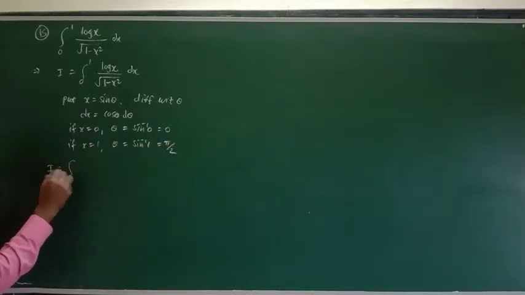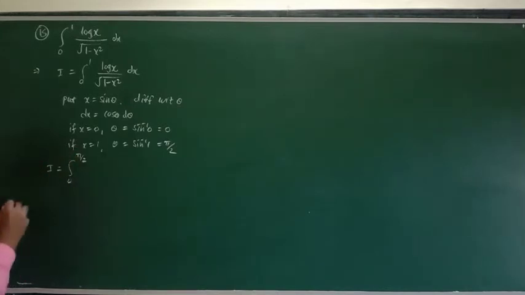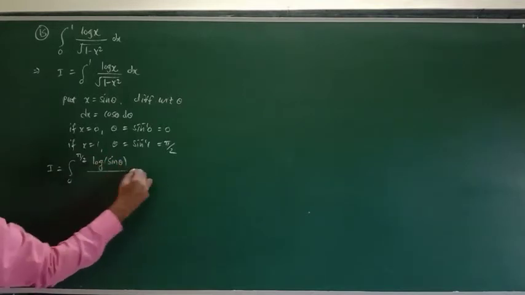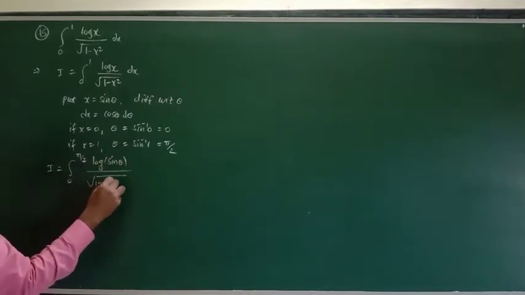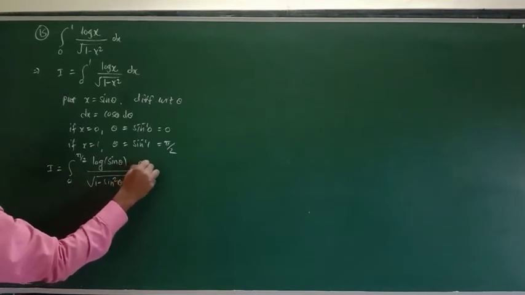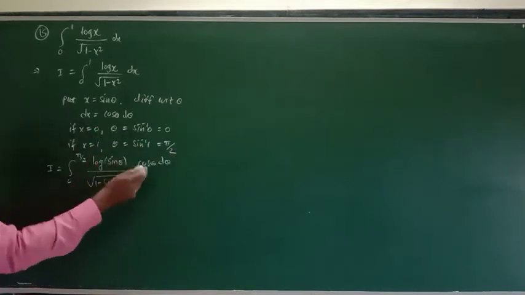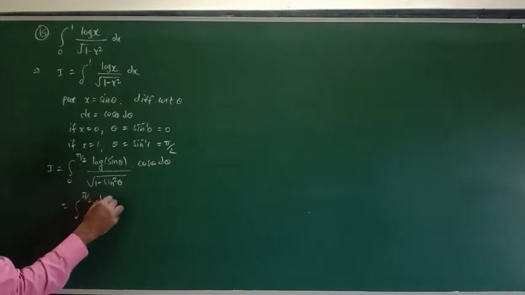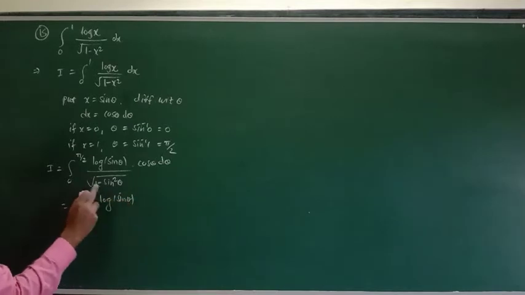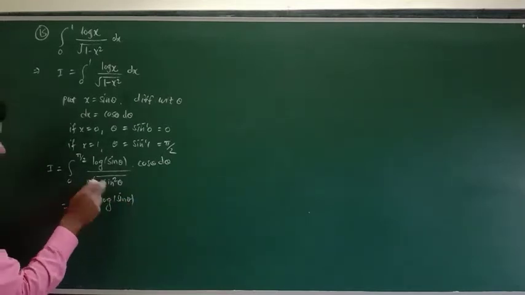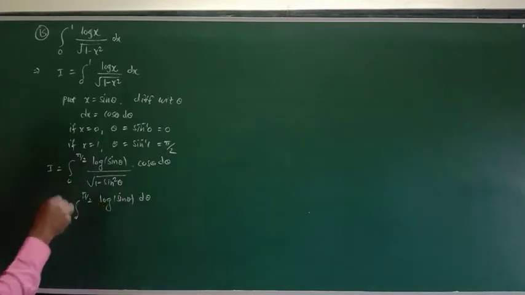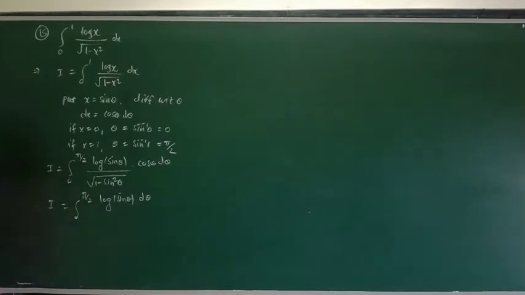So the definite integral is from 0 to pi by 2 of log of sin theta upon root 1 minus sin square theta into dx, whose value is cos theta d theta. Now the integral is from 0 to pi by 2 of log of sin theta as it is; 1 minus sin square theta is cos square theta, and its square root is cos theta, which gets cancelled, d theta. Now here we have to utilize the property.